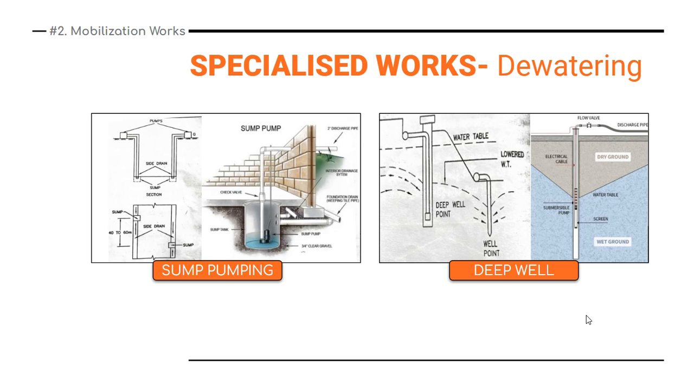Sump pumping is conducted in case of shallow water condition, water stagnant condition, and deep well is engaged in case, suppose, the water table is -1 feet from the existing ground level, and you need to have a footing bed level at 10 feet, as you are going for a massive foundation structure like a raft or stitch slab kind of thing. In that case, you need to lower the water table. That's why deep well dewatering is being conducted.